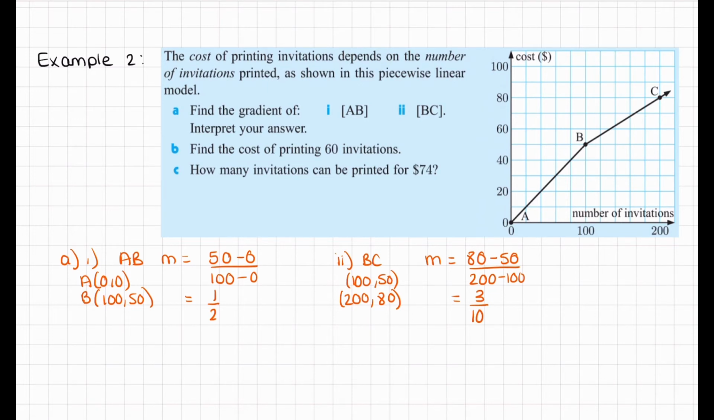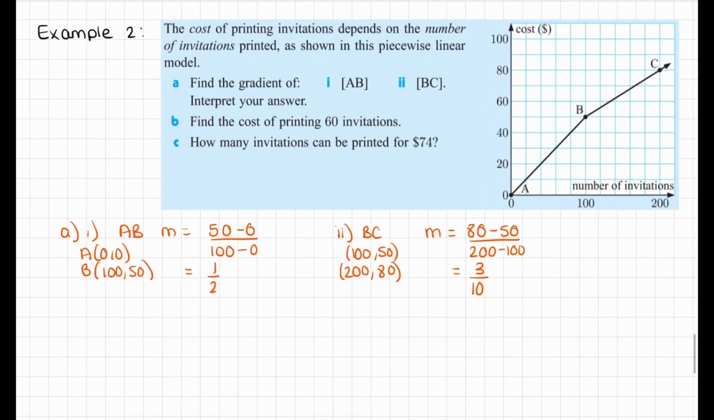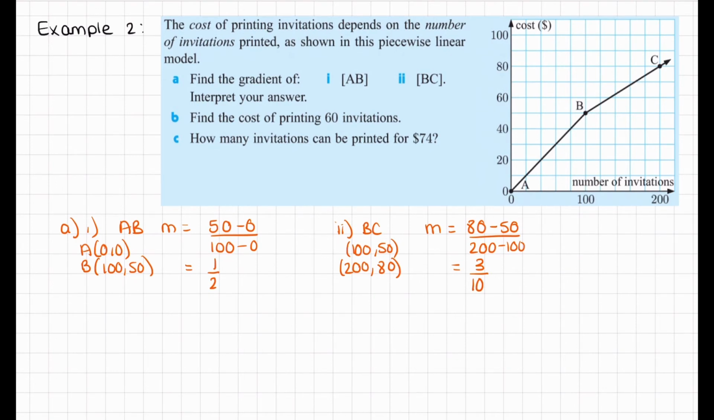Now it wants us to interpret our answer. This is just looking at the gradients. One is a half, one is 3 over 10. So the gradient of AB is greater than the gradient of BC, which means the cost of invitations up to 100, which is point B, increases more between 0 and 100 than it does between 100 and 200.